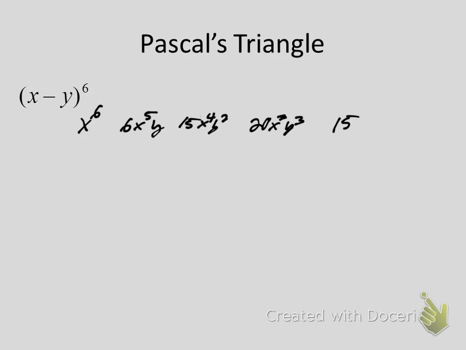Then 15 x squared, y to the 4th. I'm going to run out of room. So if you ever run out of room like that, you go to your next line, that's fine. Just keep it going. All right, so 6 x y to the 5th. And then a y to the 6th.